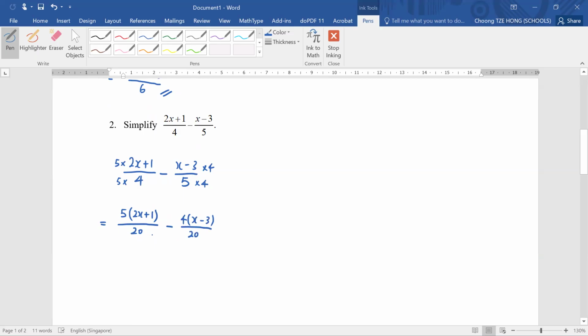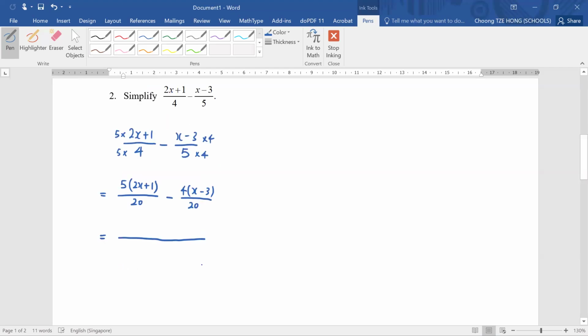Okay, then once you have the denominators the same, then you combine them together. Try not to skip steps, especially when you are just learning something new, all right? So 20, same thing. Write everything as it is first. This is a minus, so minus.